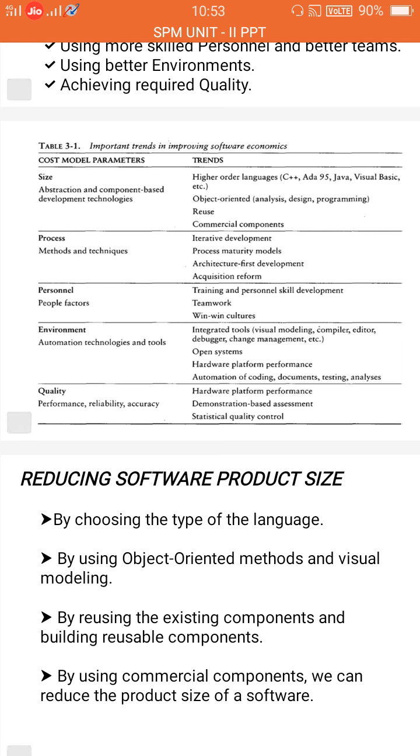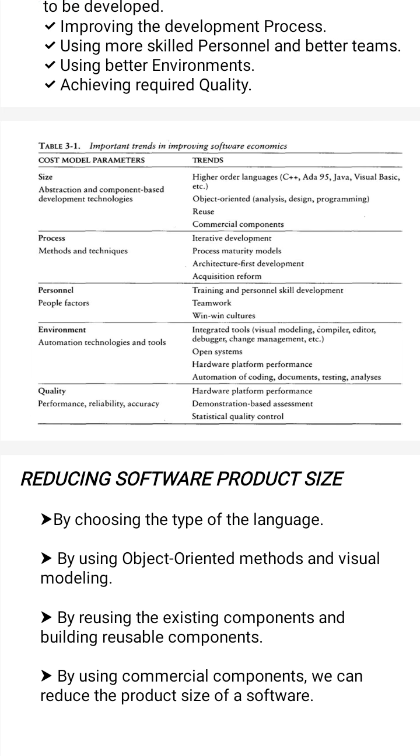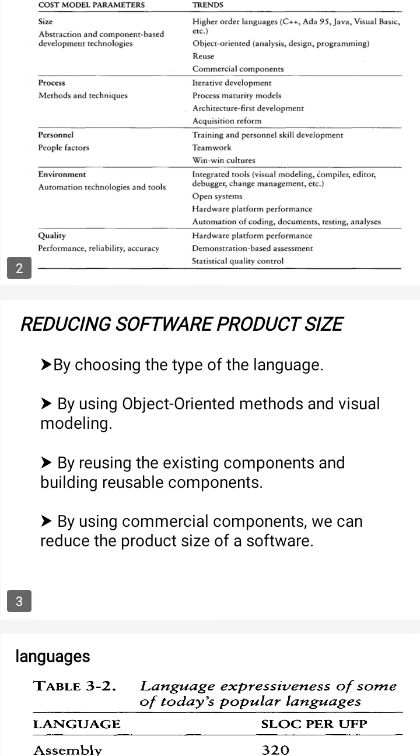First we discuss the size. By reducing the size we improve the software economics. First, how do we reduce the product size? Several factors are involved: first is the language, second is object oriented methods and visual modeling, third is reusing components, and fourth is commercial components. These are the different areas to reduce the software product size. Again we will discuss one by one.